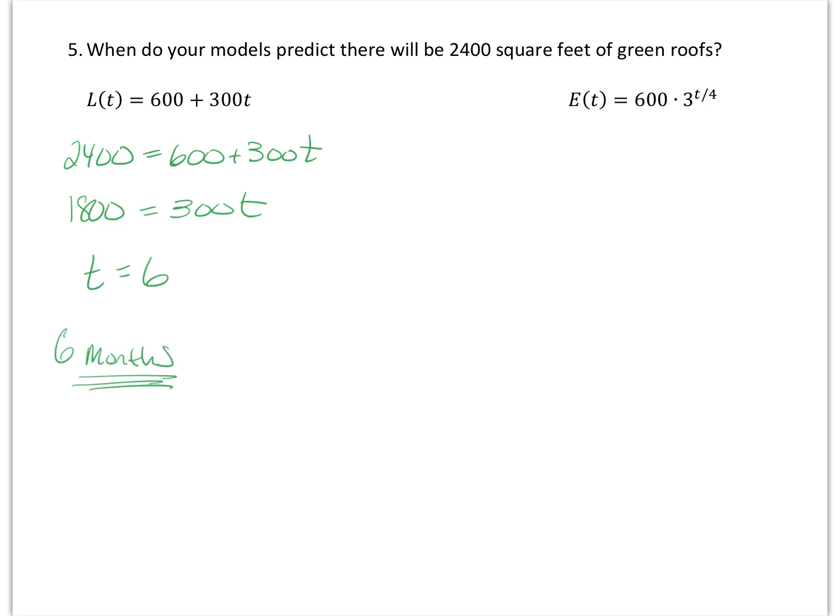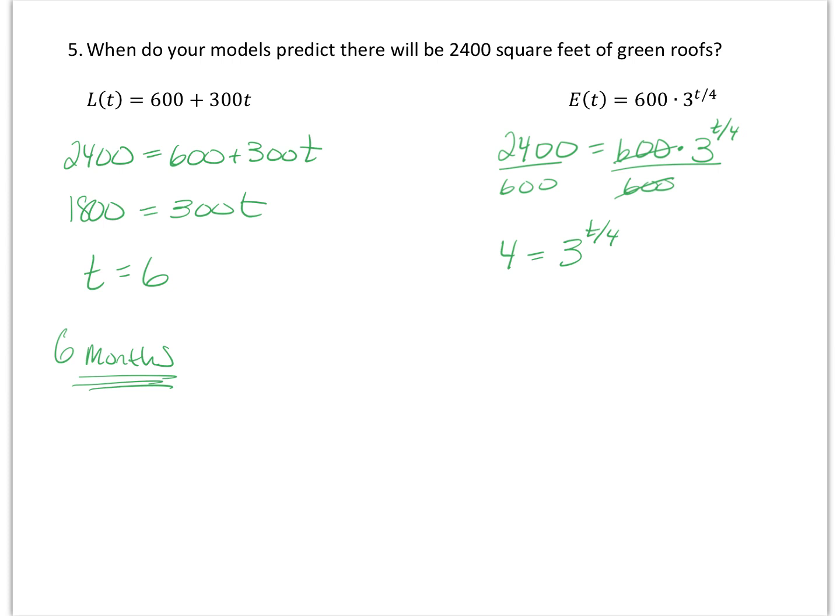Okay, but the exponential function, how long will that take? I'm going to make E of t equal to 2,400 and solve for t. So 600 times 3 to the t over 4. First I'm going to divide both sides by 600. So 2400 divided by 600 is 4. So I get 4 equals 3 to the t over 4.